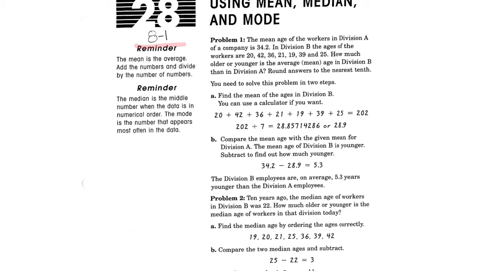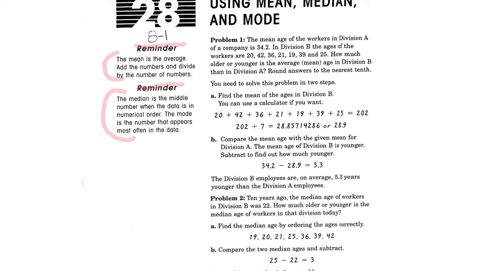So the mean is the average: add the numbers and divide by the number of numbers. We have this reminder: the median is the middle number when the data is in numerical order. The mode is the number that appears most often in data.